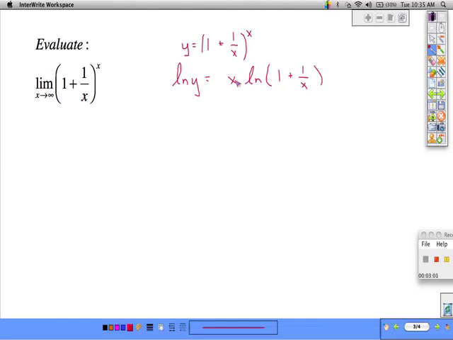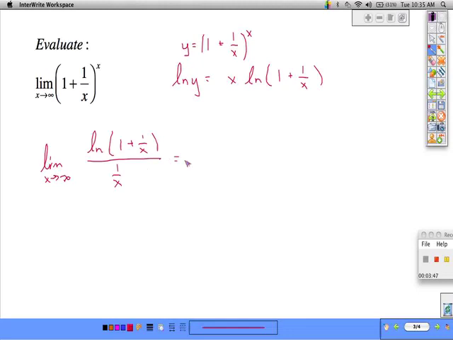the exponent down. And if I took a limit of this right now, I get infinity times 0. That's not quite indeterminate form. What I'm going to do is take the limit as x goes to infinity of the natural log of 1 plus 1 over x divided by 1 over x. This is now indeterminate form. This would be equal to something over 0. And now L'Hopital's rule applies.